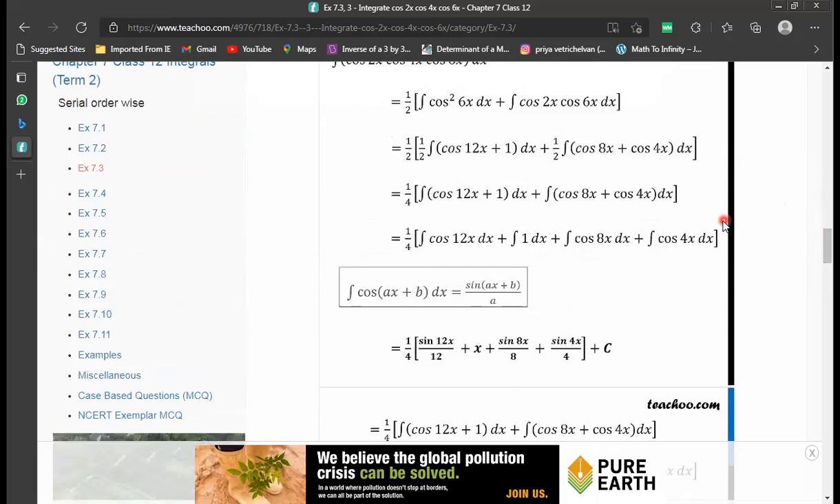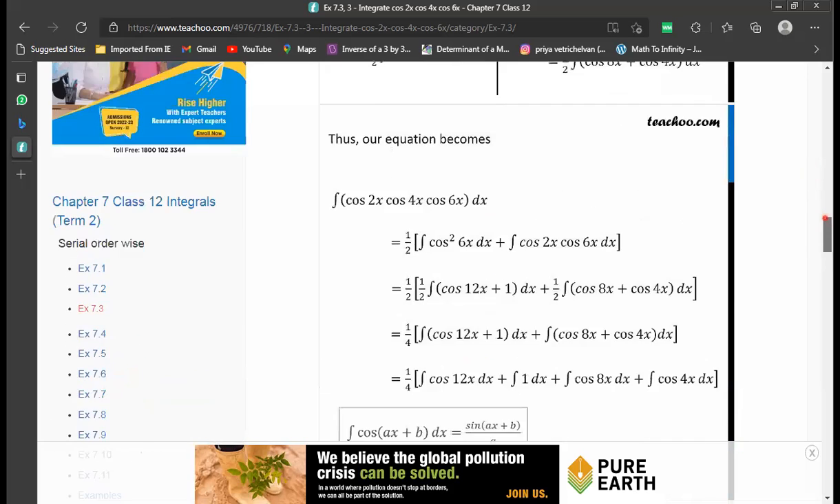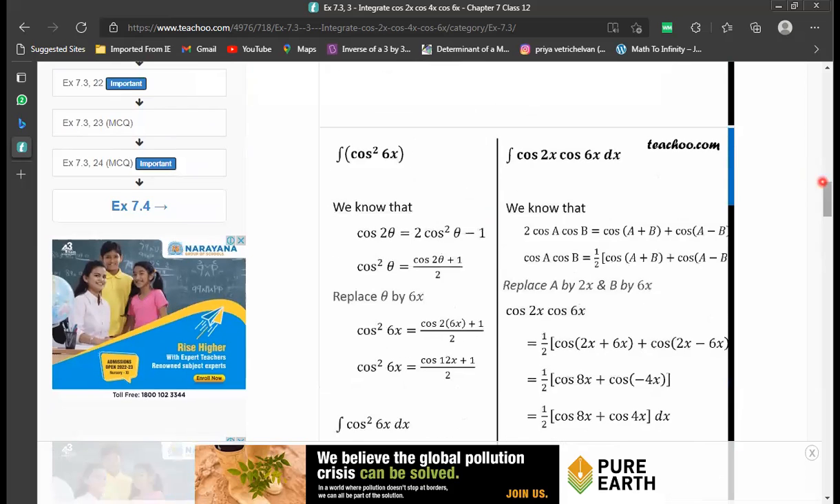cos 2x will be sin 2x by 2. The coefficient of x will come in the denominator, isn't it, when you integrate it? Yes. And integration of 1 is nothing but x. That's it. So we are done with the first part.